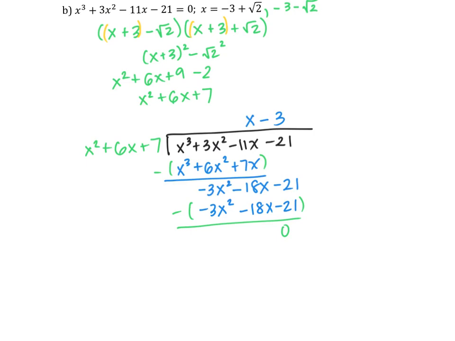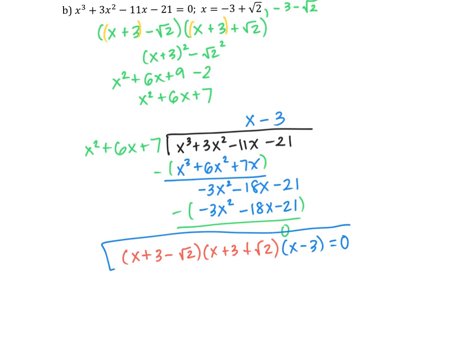Let's see. So at the very beginning, I had two of my factors as x plus 3 minus root 2, x plus 3 plus root 2, oops. And then I just got x minus 3 when I divided those out. Okay, the original problem was set equal to 0, so I'm going to go ahead and maintain that format. Okay, this is factored completely. I have 3 factors for this degree 3 polynomial.